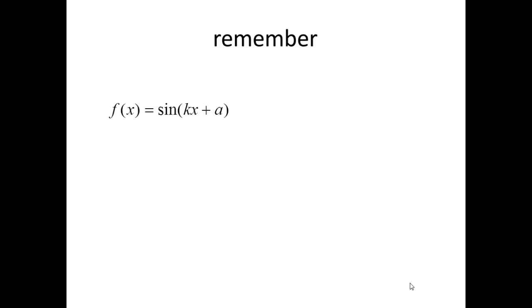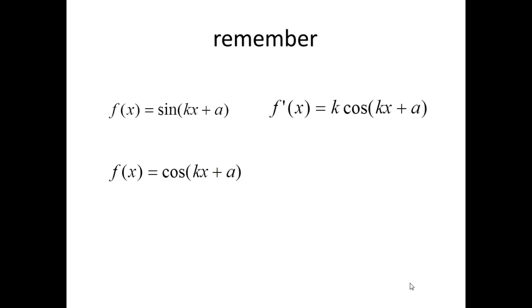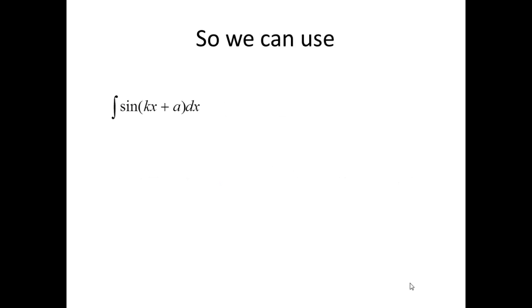Okay, what do we remember? We remember that when f(x) equals sine(kx plus a), then the derivative of that is k times cos(kx plus a). And also when f(x) equals k cos(x plus a), then the derivative is negative k sine(kx plus a). So let's do that in reverse.